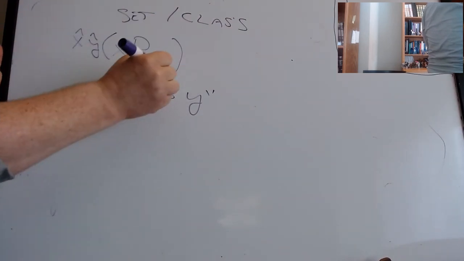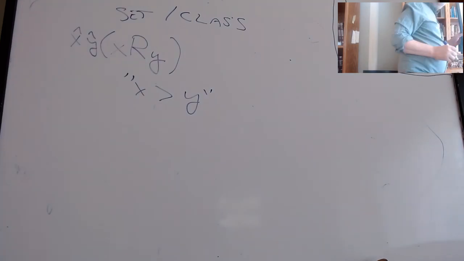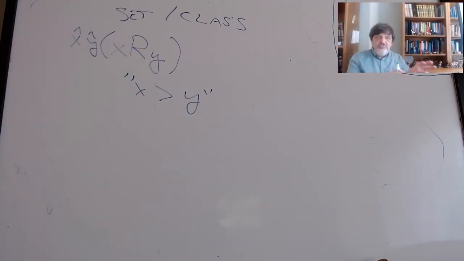So Carnap will write the relation this way, just like a set, or a class, only with two variables instead of one. And you can think of this as something that's just like a class, only it's more complicated. It has this two-part structure to it. That's the way Carnap thinks about relations.